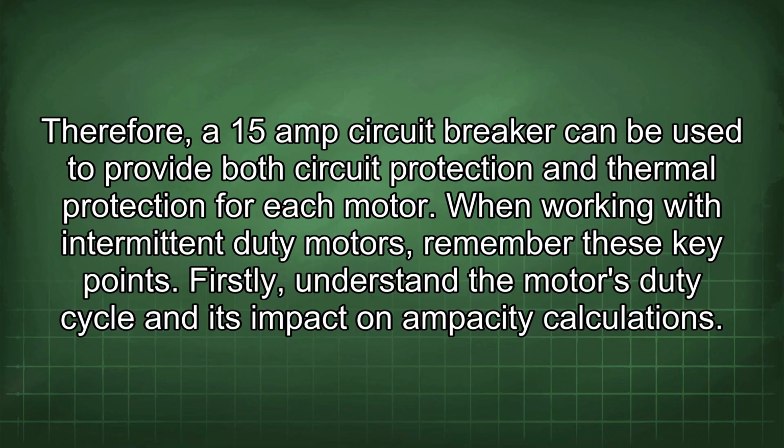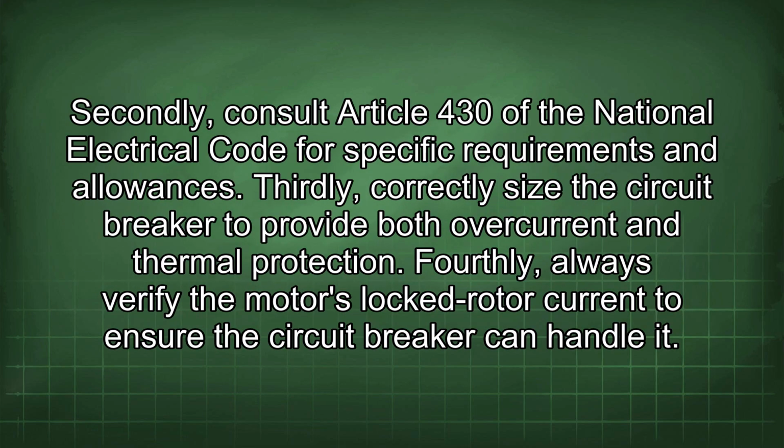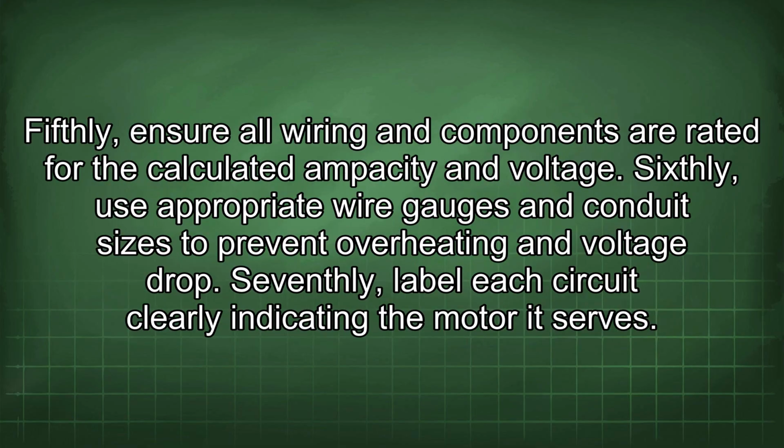When working with intermittent duty motors, remember these key points. Firstly, understand the motor's duty cycle and its impact on ampacity calculations. Secondly, consult Article 430 of the National Electrical Code for specific requirements and allowances. Thirdly, correctly size the circuit breaker to provide both overcurrent and thermal protection. Fourthly, always verify the motor's locked rotor current to ensure the circuit breaker can handle it. Fifthly, ensure all wiring and components are rated for the calculated ampacity and voltage.